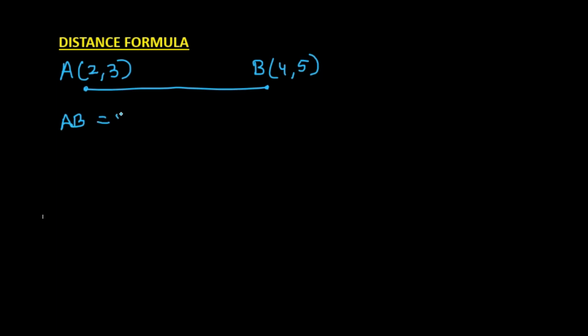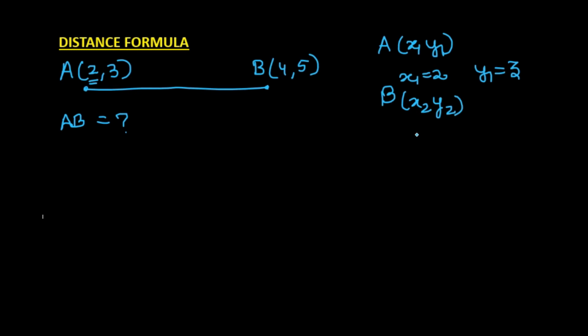Let us take an example. Suppose the two points given to us are, say, A (2, 3), and we have another point, say B (4, 5), and you are required to find the distance AB. So let the coordinates of A be x1, y1. So x1 becomes 2 because the x coordinate of A is 2 and y1 becomes 3. And let the coordinates of B be x2 and y2. Then x2 will be 4, the x coordinate of B, and y2 will be 5, the y coordinate of B.